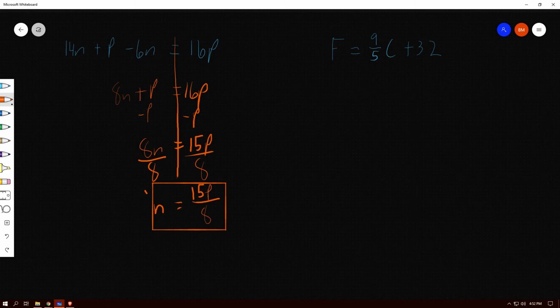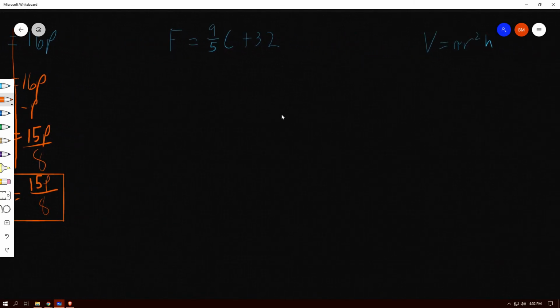All right, next question is question 9. And we are solving for c. So we're solving for c. It doesn't look like any variables have multiple terms. There's only one f and one c.